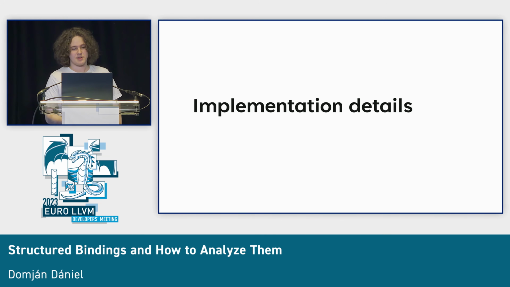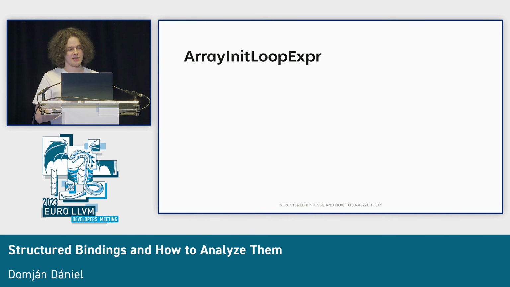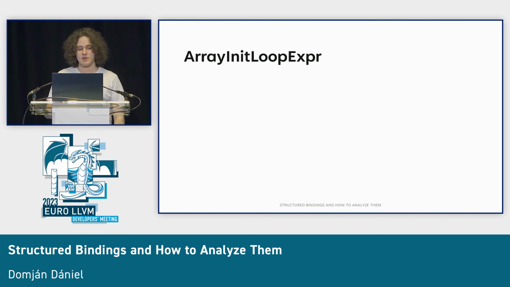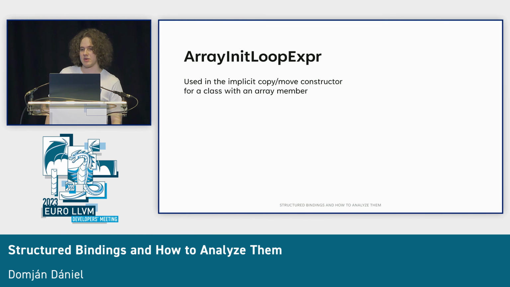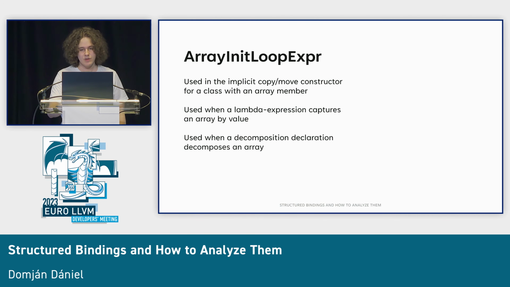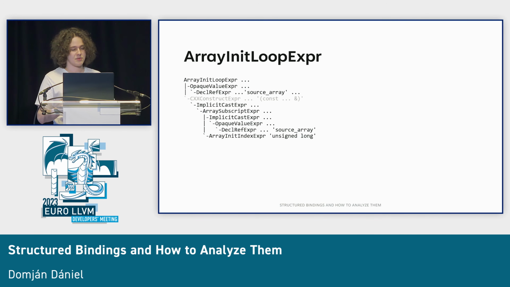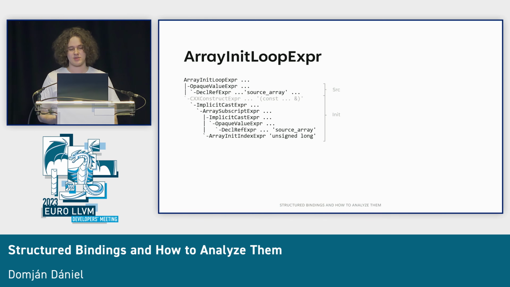Now, I'd like to get a bit more into some implementation details, mostly around ArrayInitLoop expression. Basically, this expression is used whenever an array has to be copied implicitly somewhere in the source code, which includes implicit copy or move constructor of a class with an array member, whenever a lambda expression captures an array by value, and of course structured bindings. Now, basically, this expression looks like in the AST, like it holds the source array and holds the initializer that is used to copy every element in the source array.